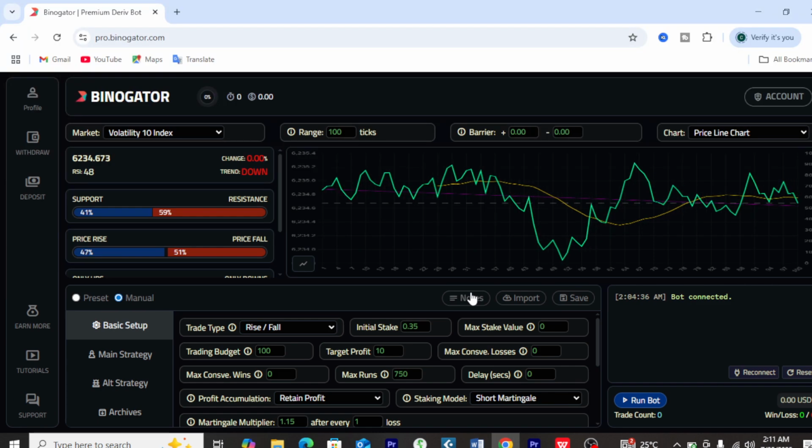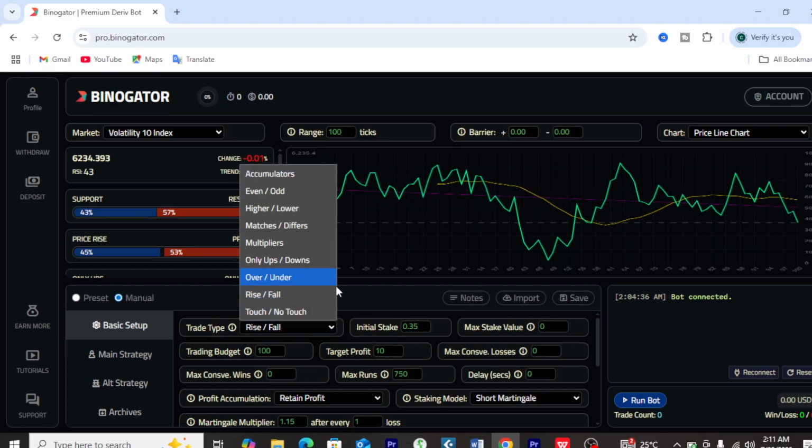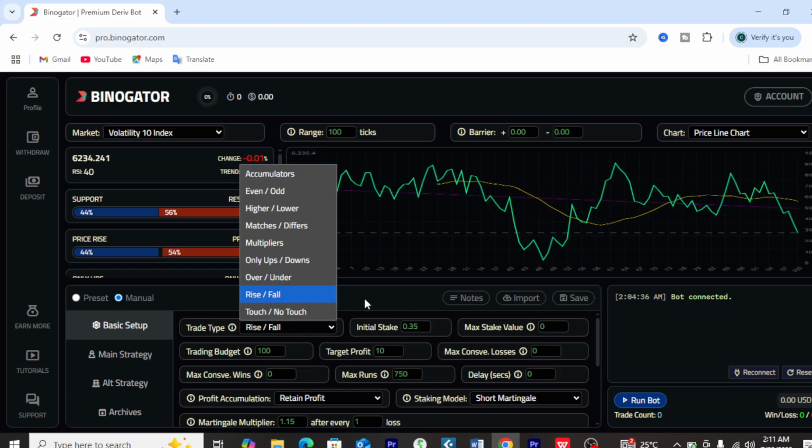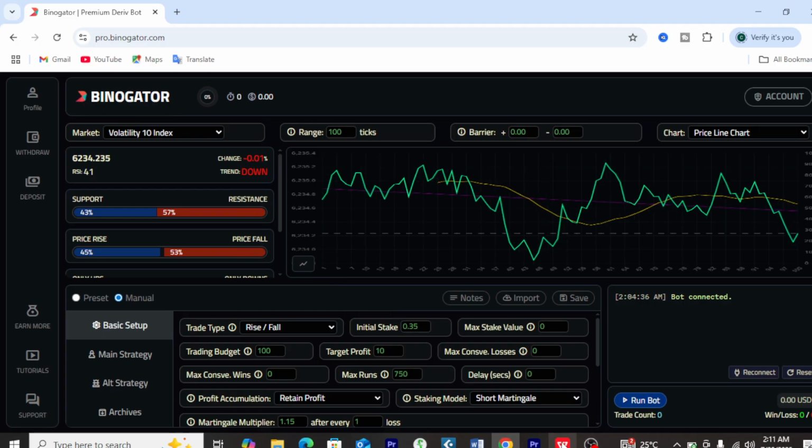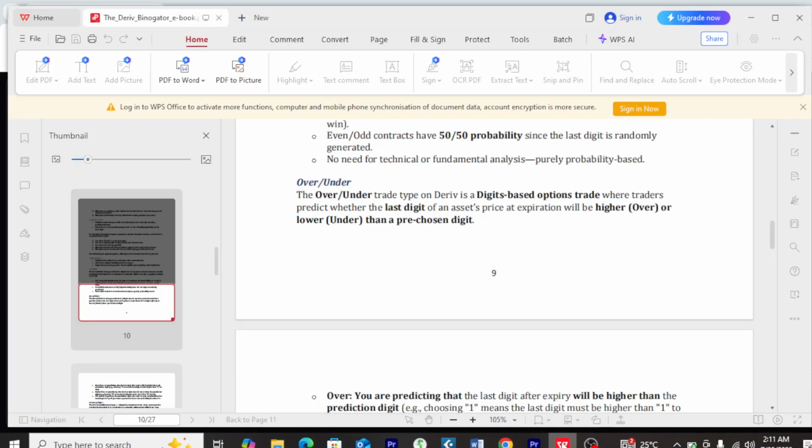Today I'll be talking about the over-under contract or over-under trade type. So the first thing we're going to ask ourselves is, what is the over-under trade type? From our Binogator book, the over-under trade type on Deriv is the digit-based options trades, where traders predict that the last digit of an asset's price at expiration will be higher or lower than the pre-chosen digit.